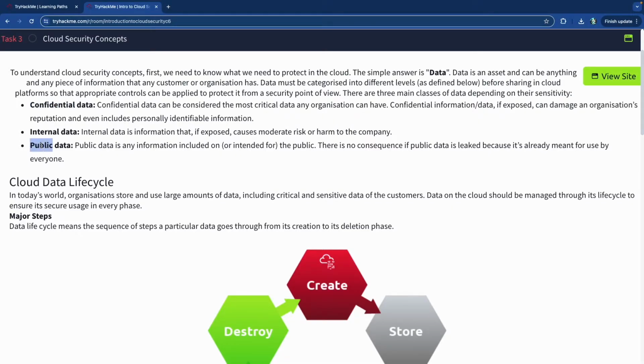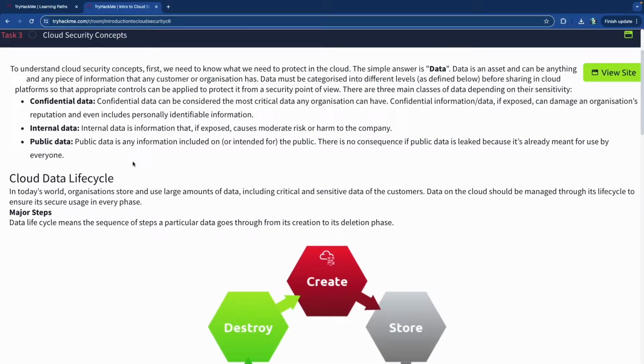And then you have public data that is literally available to the public. You can go to their website and anybody can get access to it. So there's literally no consequence if it's leaked because it was meant to be leaked. It was meant for people to view it publicly.